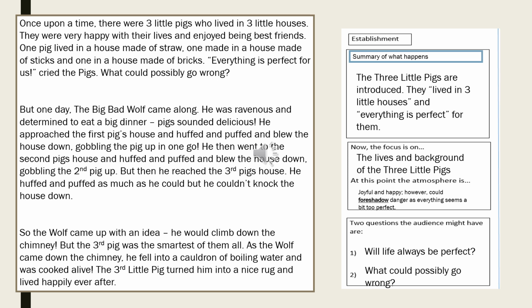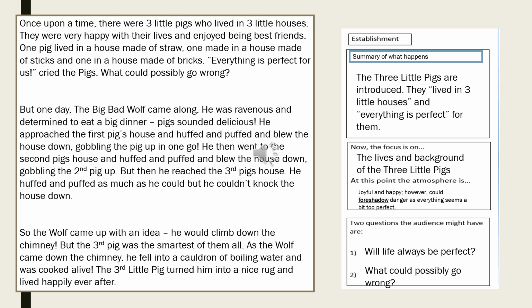"Everything is perfect for us," cried the pigs. What could possibly go wrong? But one day, the big bad wolf came along. He was ravenous and determined to eat a big dinner. Pigs sounded delicious. He approached the first pig's house and huffed and puffed and blew the house down, gobbling the pig up in one go.